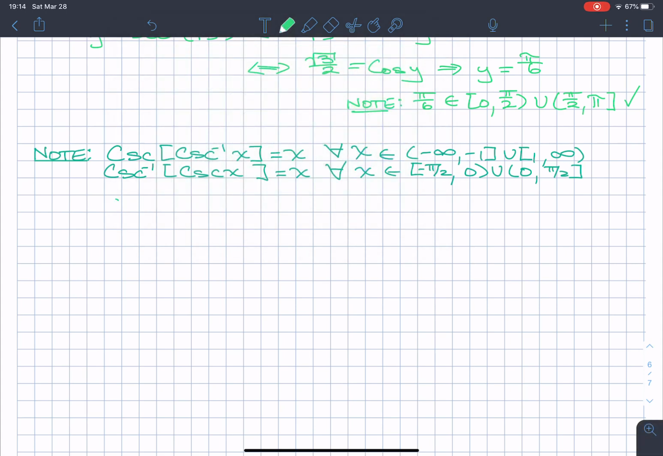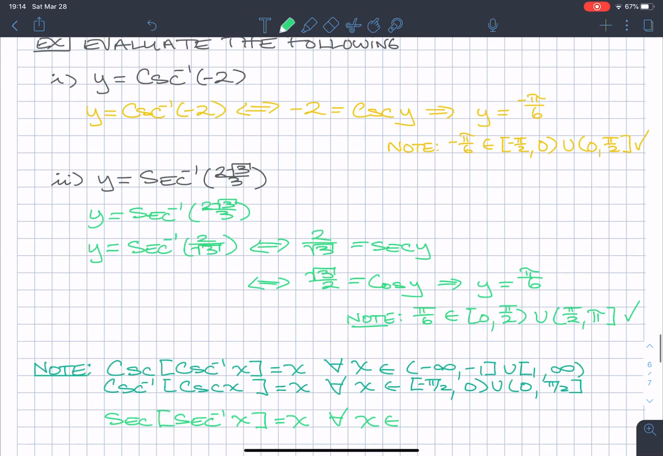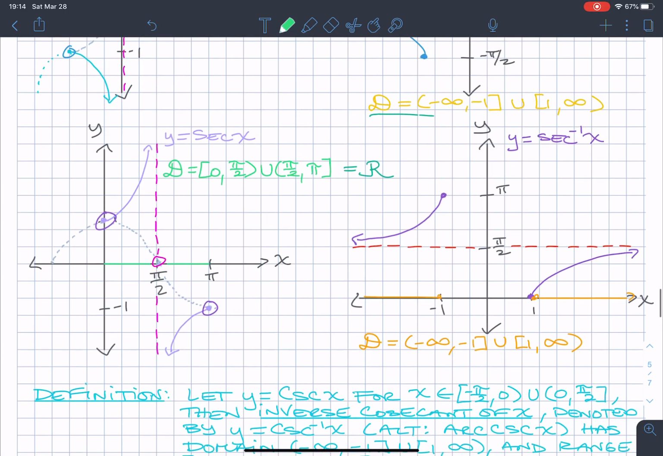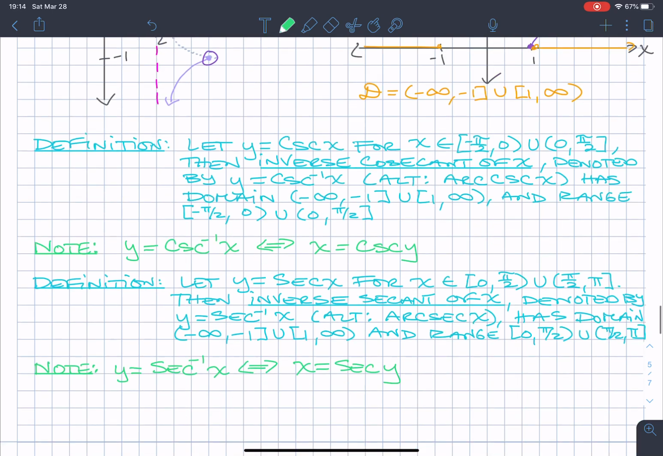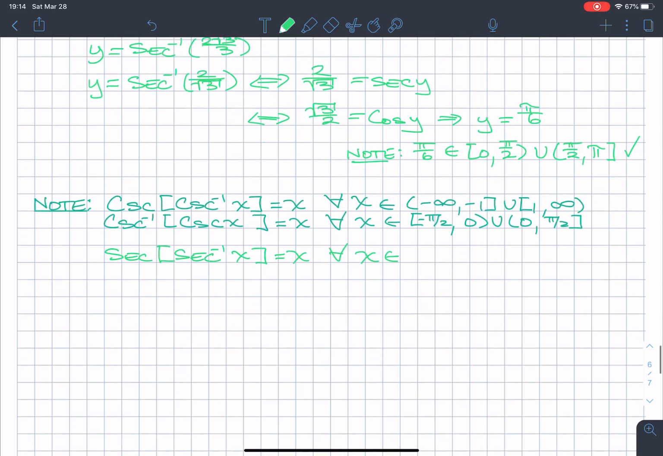So similarly, if we have secant of secant inverse of x, of course this will be x, provided x is between, well, let's look at the domain of the inverse. So secant inverse has values of x that exclude the interval from negative 1 to 1. So it's also from negative infinity, excluding the interval from negative 1 to 1, and onwards forever. So secant inverse of secant of x, that's also going to be x.